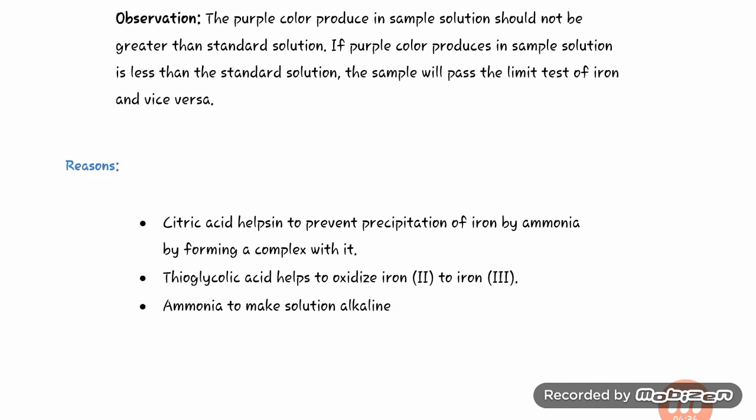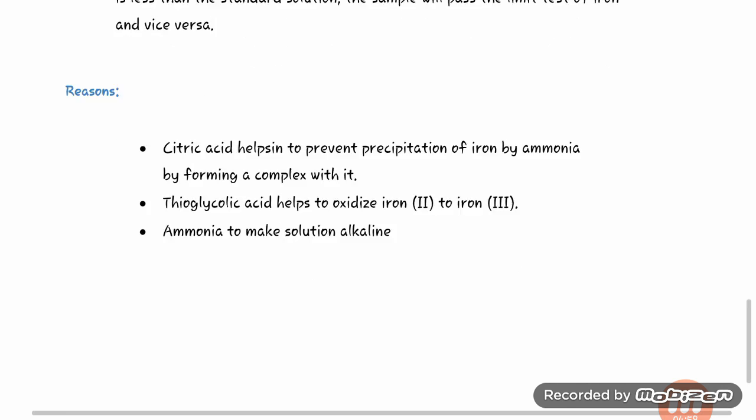So what is the reason for that? Let's see. Citric acid helps to prevent precipitation of iron by ammonia by forming a complex with it. Thioglycolic acid helps to reduce iron 3 to iron 2. Next, ammonia is used to make the solution alkaline.